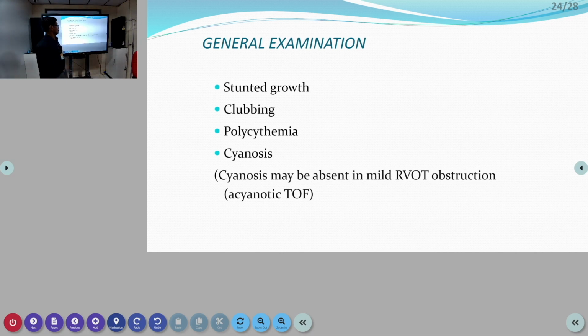Okay. Now examination: the patient will have stunted growth, and you will get cyanosis and clubbing. Some of the most severe cyanosis and clubbing you will see is in cyanotic congenital heart disease. The patient will also have a polycythemic appearance along with the cyanosis. You can see that bluish tinge over the cheeks and the tongue as well as the fingers. In very mild RVOT obstruction, right ventricular outflow obstruction, cyanosis may be absent. That is called acyanotic TOF.